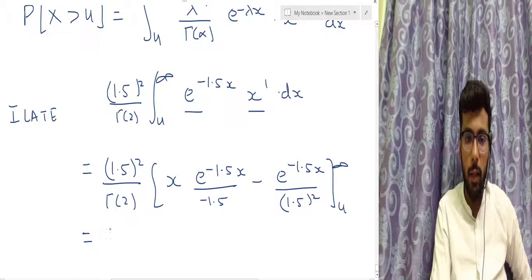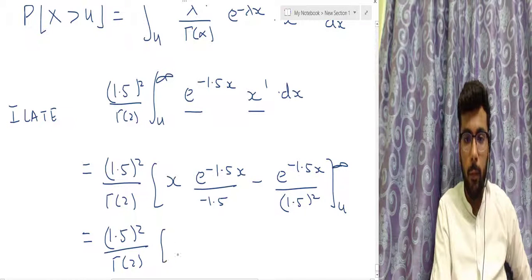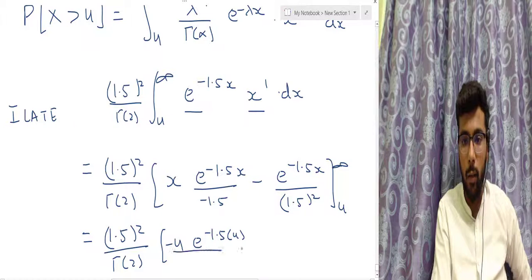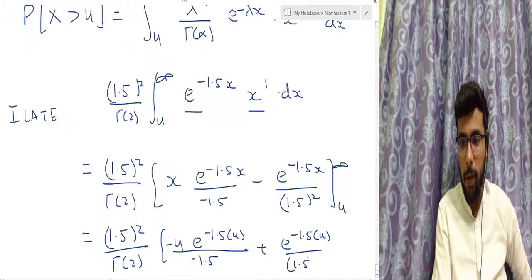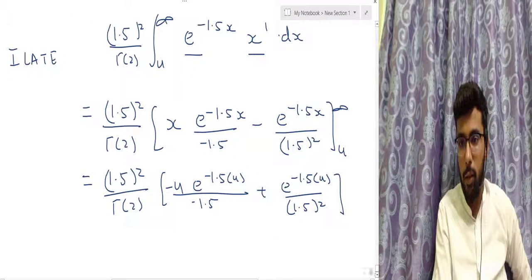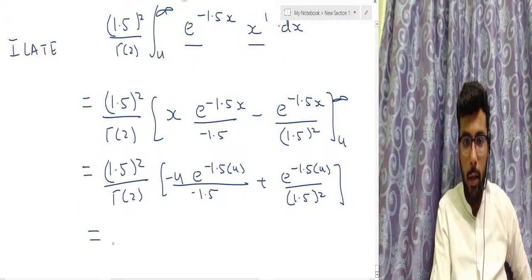So let's write that value. That is just 1.5 square upon gamma of 2. This one will be 4 into e to the power of minus 1.5 into 4. Okay, this is negative because this is the second term, upon minus 1.5. Again this one will be positive. Negative is positive. e to the power of minus 1.5 into 4 upon 1.5 to the power of 2. So that's how you just have to apply simple integration by parts.